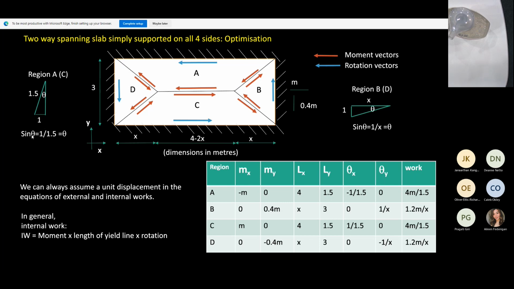But remember that the angles are very small. This is one of the assumptions of the yield line. Just like with the plastic theory, we said that displacements and rotations are very, very small. So if the angle is very small, sine theta is roughly equal to theta in radians. So you have theta equals 1 over 1.5. Okay, why is it negative? Why is it a minus?